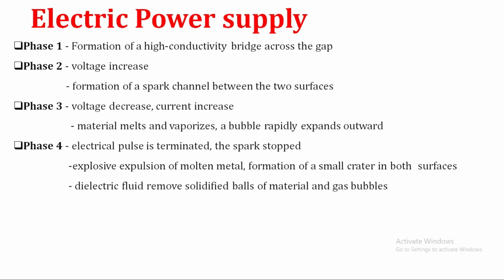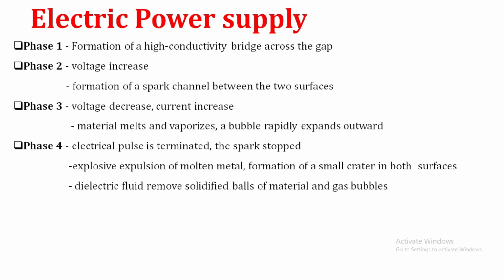So that's why, because there is a high current and high voltage, which is the requirement for this machining. Phase one, why? What is phase one? Formation of high conductivity bridges across the gap. So that is phase one. Second one, voltage increase. In that, there is the formation of a spark channel between the two surfaces. First thing is what? You want to bridge the gap between the electrode and the workpiece. That is phase one.